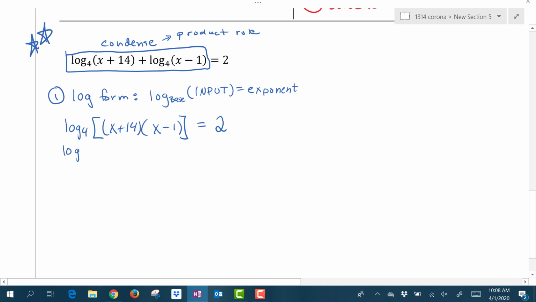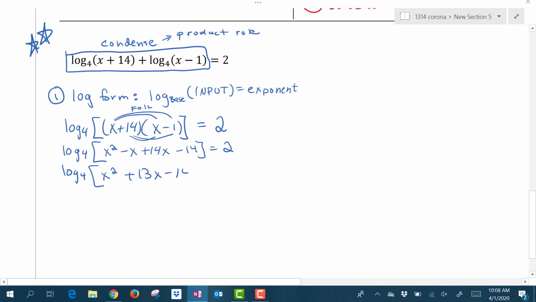Let's simplify a little bit more before we move forward. Let's actually FOIL this out. So I'm just going to write the word FOIL here so you can see what we're doing. First times first, x squared. Outer times the outer, minus x. Inner times the inner is a plus 14x. Last times the last is a minus 14. And if you wish, you could simplify a little bit more. I get x squared plus 13x minus 14.